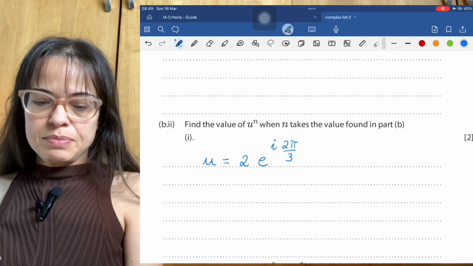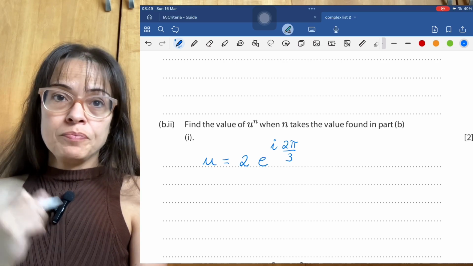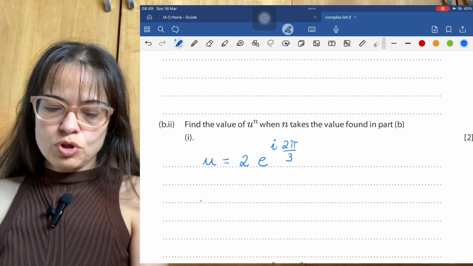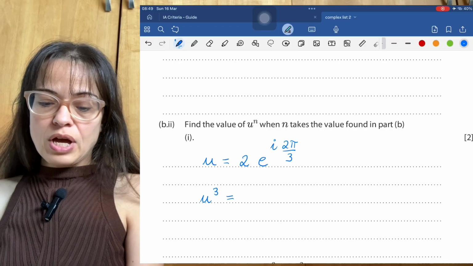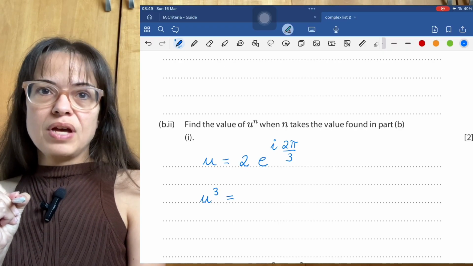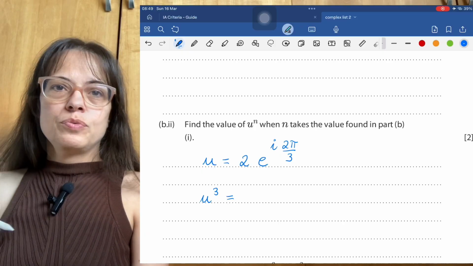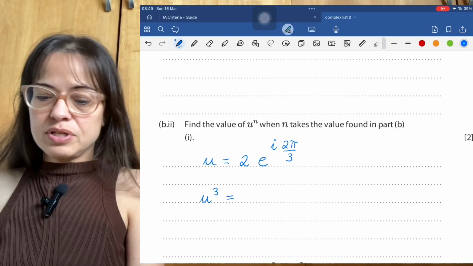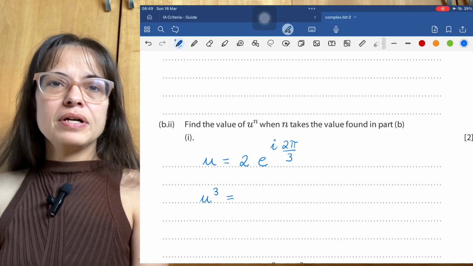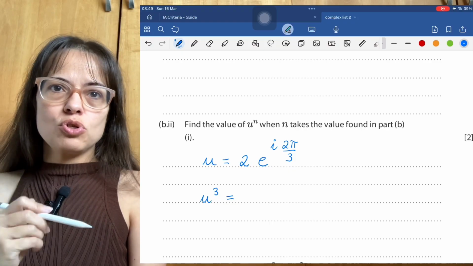Now the next item says find the value of u^n when n takes the value found in part B, which was 3. So u to the power of 3, what is going to happen? We already know that it's a real number, right? Because as for the arguments, we have added 2 pi over 3 plus 2 pi over 3 plus 2 pi over 3, which makes it an argument of 2 pi, which is the same as an argument of 0. But as for the radius, we have to multiply. So it's 2 times 2 times 2.